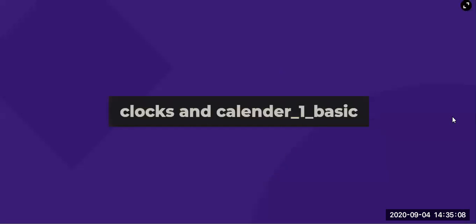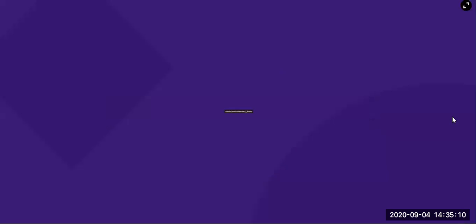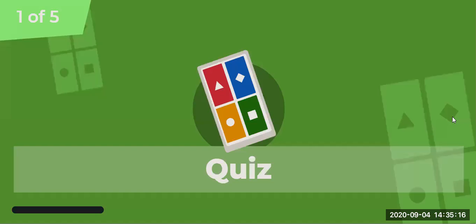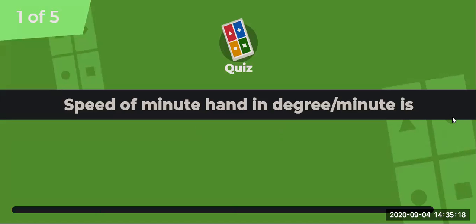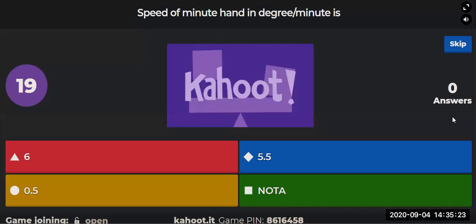So it is clocks and calendar. It is based on clocks and calendar. Speed of minute hand in degree per minute is. Very easy problem.